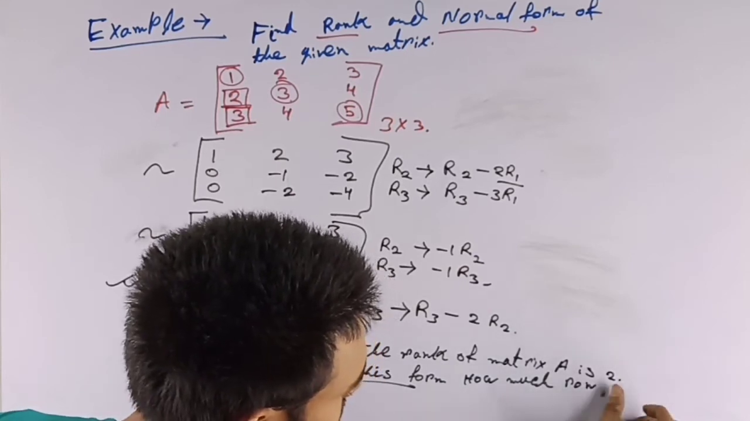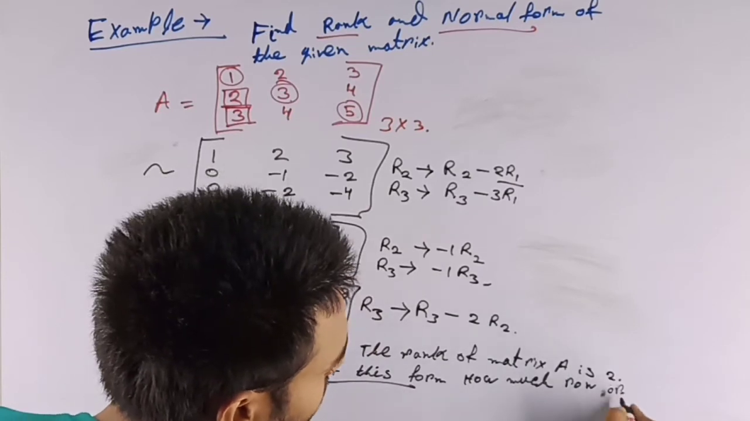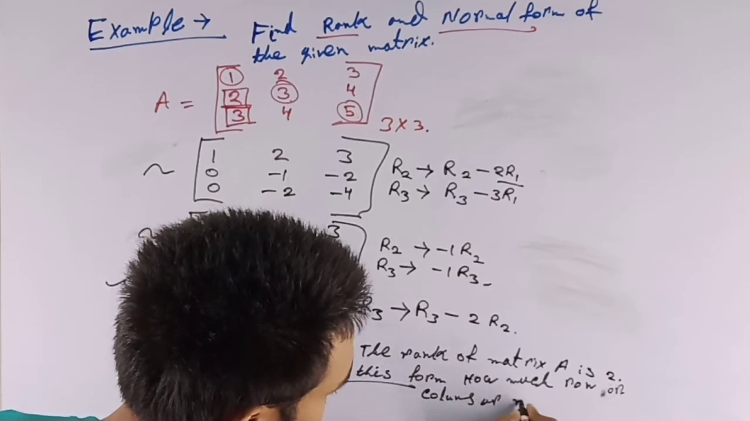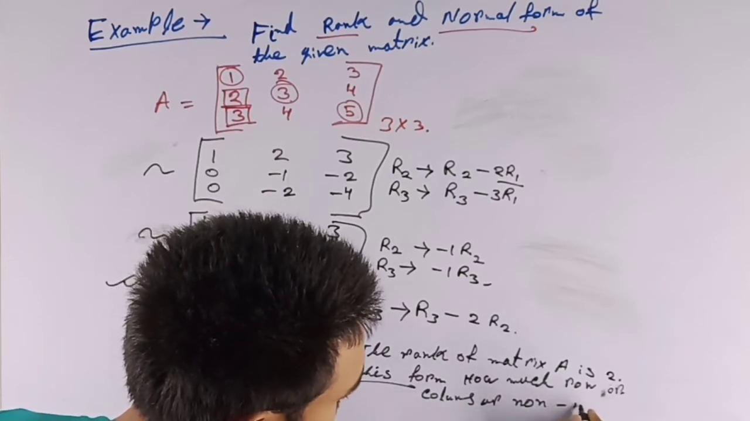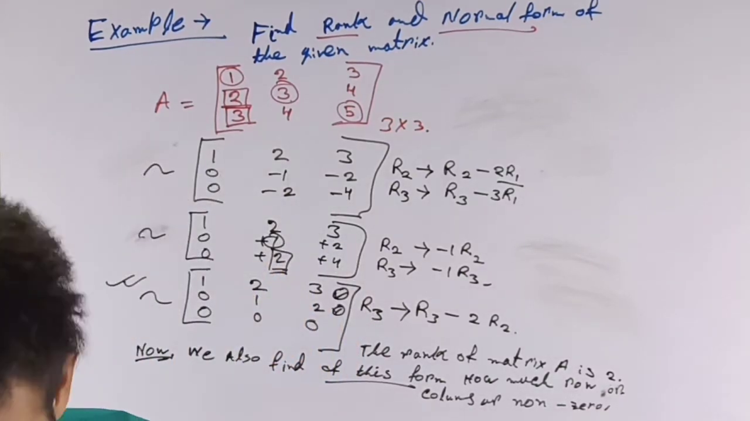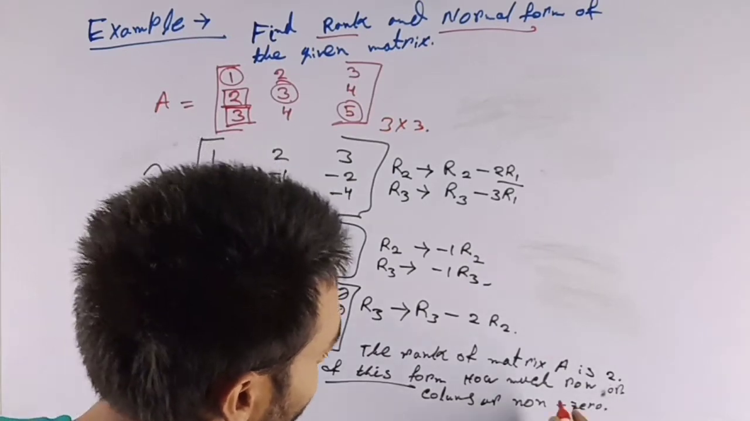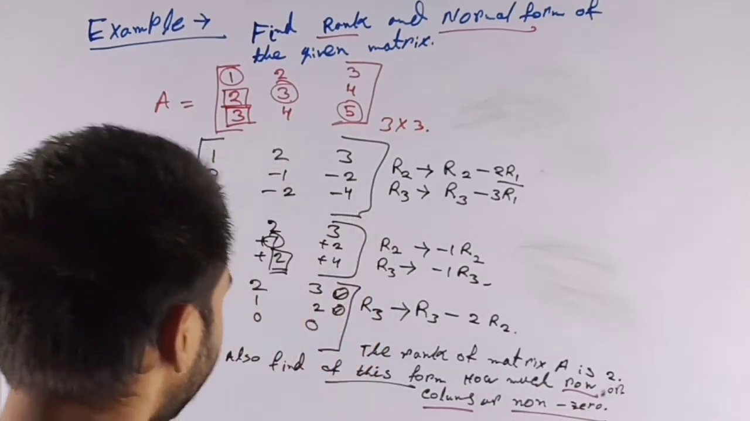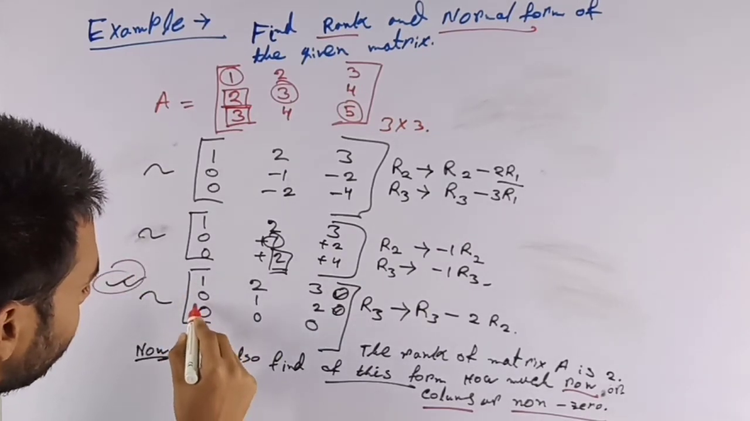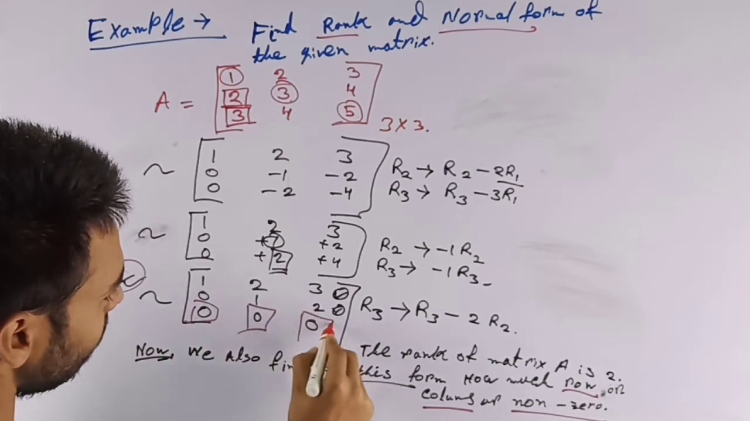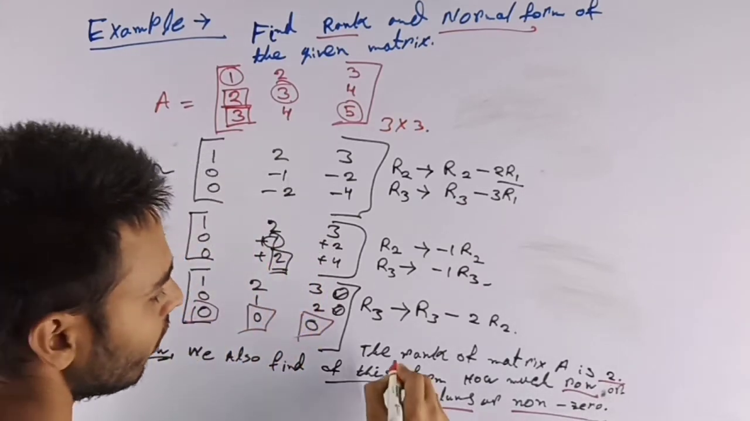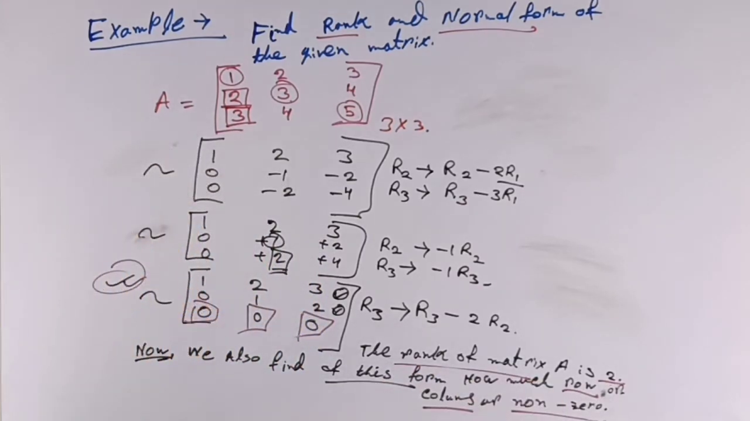Now, any row or any column where all elements are 0 is not counted in the rank of the matrix. That's it. Only non-zero rows and columns are counted. So now 0 0 0 is coming in the last row, the third row, therefore the rank of the matrix is 2.